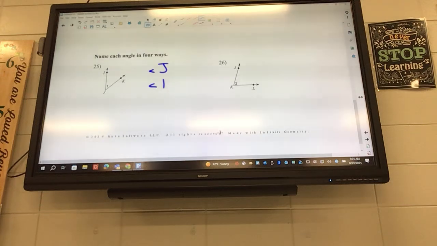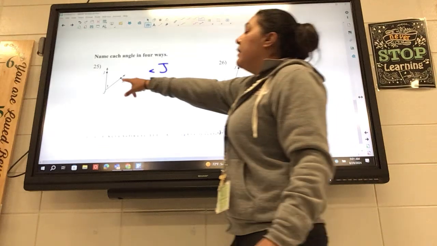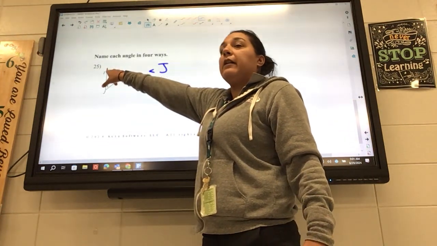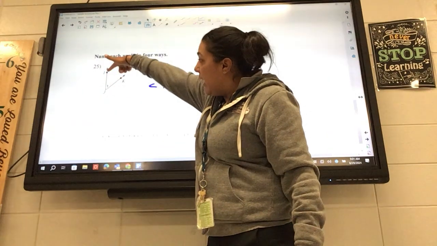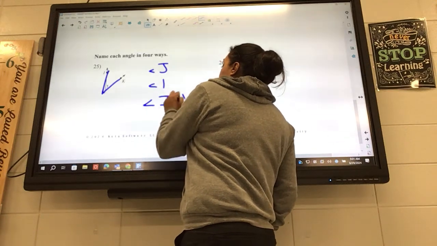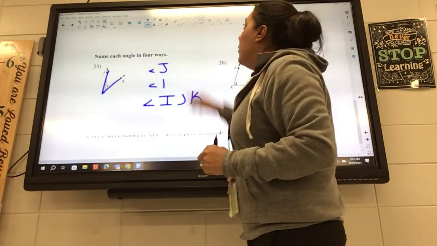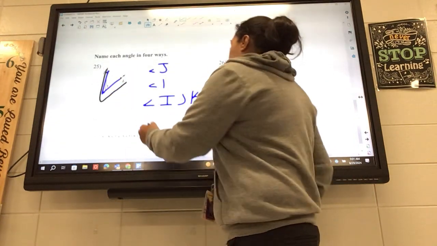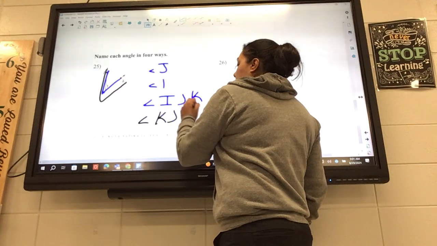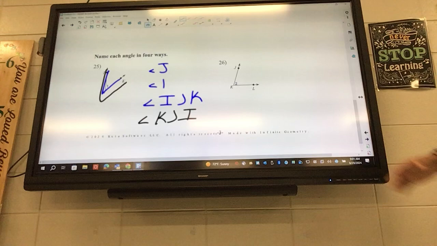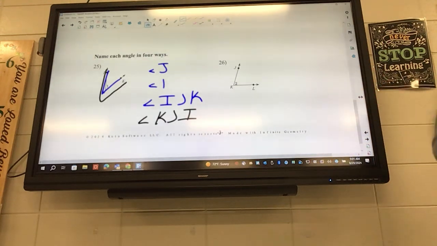And then lastly, the last 2 ways, and this only works sometimes if there's dots, but you have to start at one end of the alligator mouth and work your way over. So we could name it IJK, or we could go the other way and start at K. So KJI.